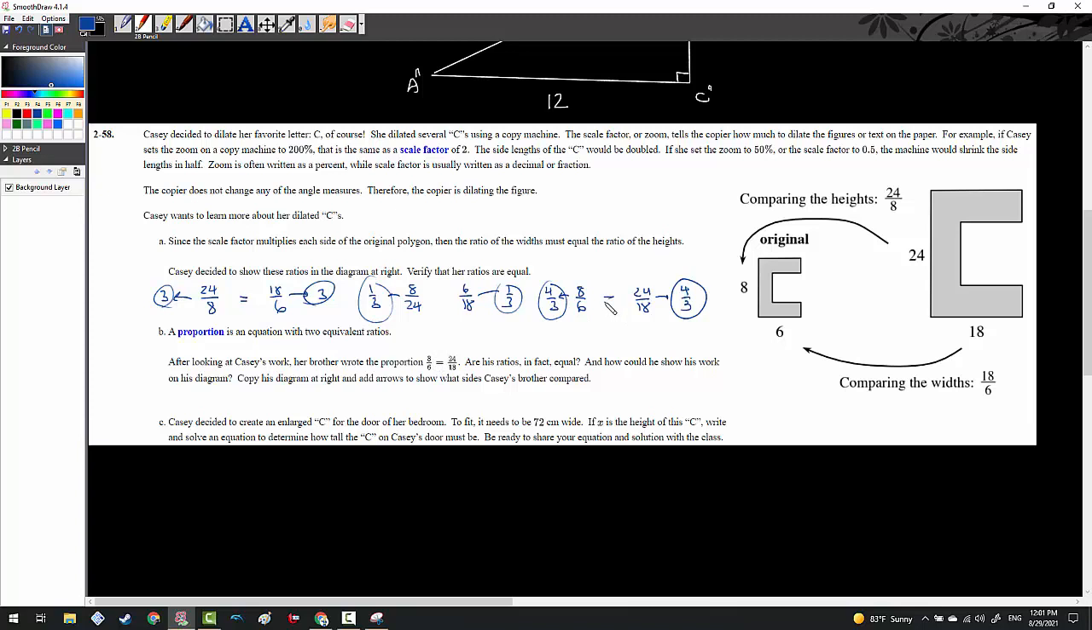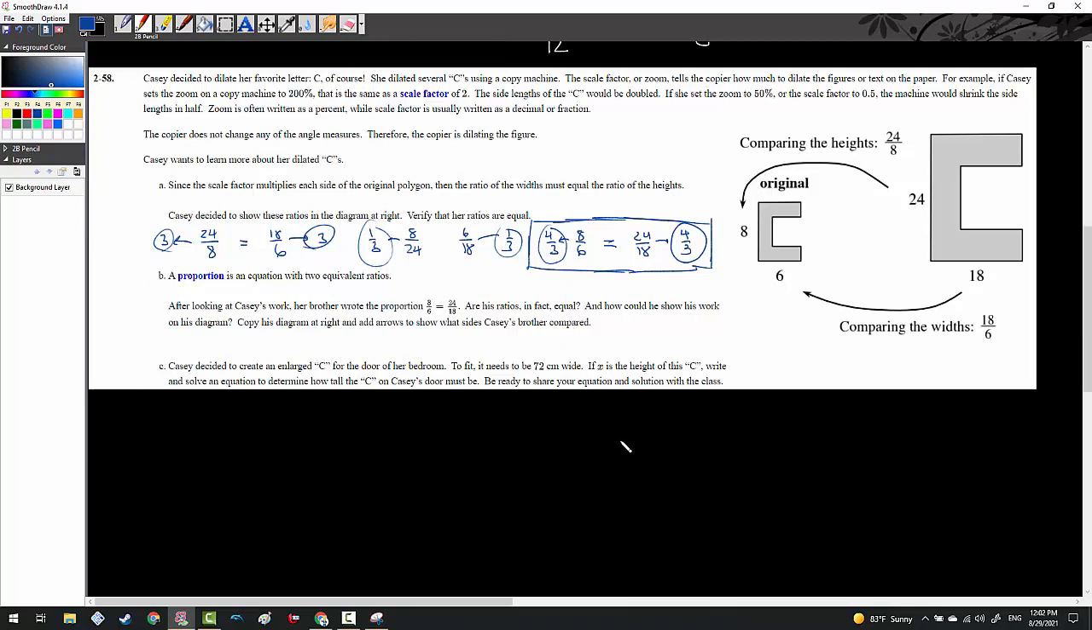That's the deal right here. That's what we have in this portion of the work. And I believe the next part of the problem is probably telling you exactly what I just said a few seconds ago. He says, are his ratios in fact equal? And they are. And how can he show his work on his diagram? And I believe we just did that. We did B without realizing it. Sorry about that.